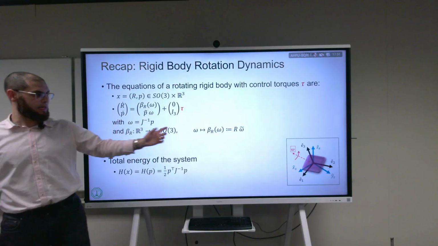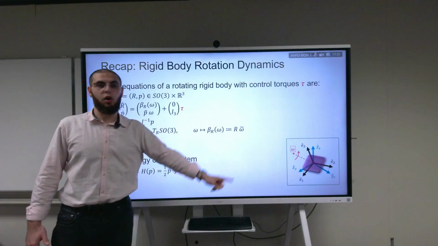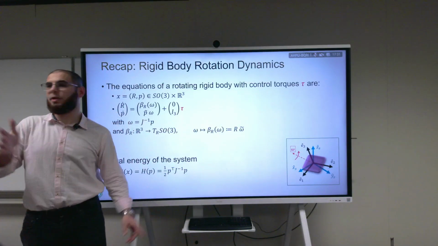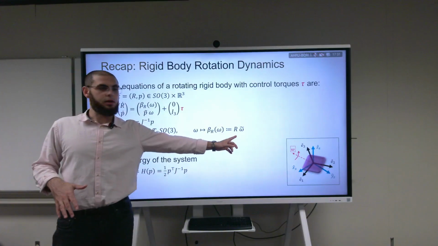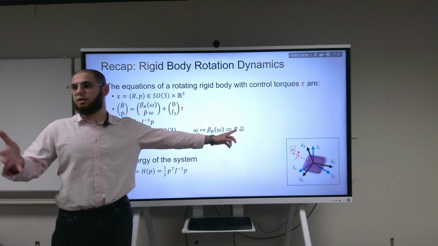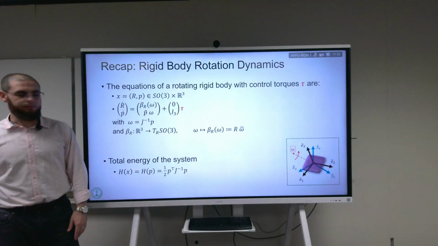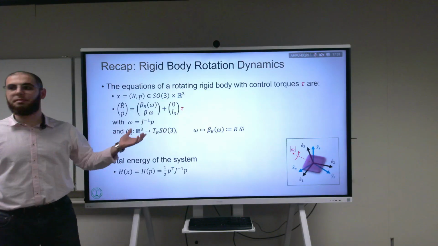And this map is exactly the one that you know about. You take the omega, you put it in skew-symmetric form, you multiply on the left by the R, and then you have the R dot. Okay, so this is the usual formula that you're familiar with. We just write it like this as a map.